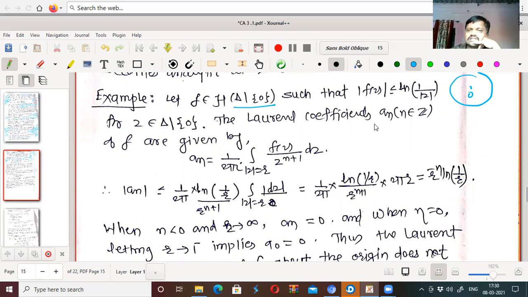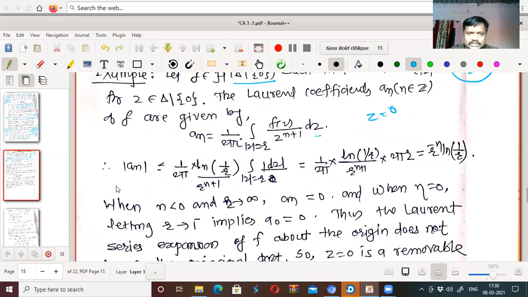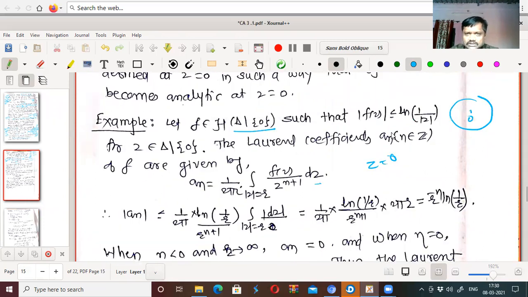The Laurent coefficients a_n of f are given by, we know that the Laurent coefficients a_n equal 1 by 2 pi i times the integral over mod z equal to r of f(z) upon z raised to n plus 1 with respect to z, because we are finding at z equal to 0. So a_n is given by this. Therefore, mod a_n is less than or equal to 1 upon 2 pi, and what is f(z) here? We have been given mod of f(z) less than or equal to log of 1 upon mod z. What is mod z? Mod z equal to r.